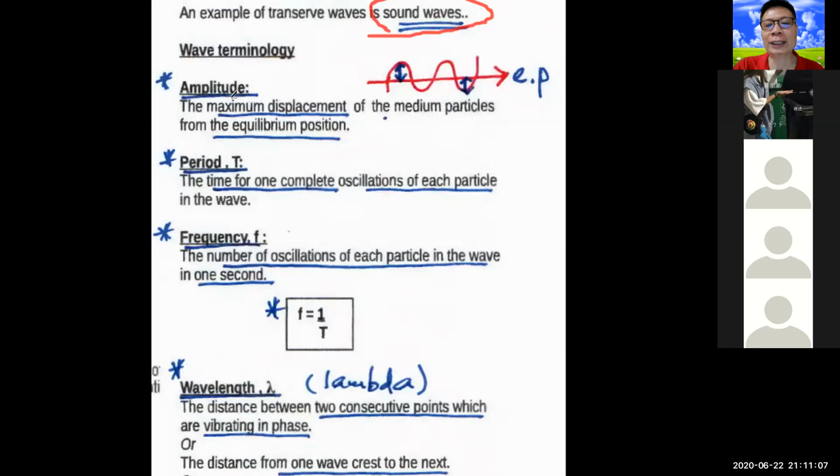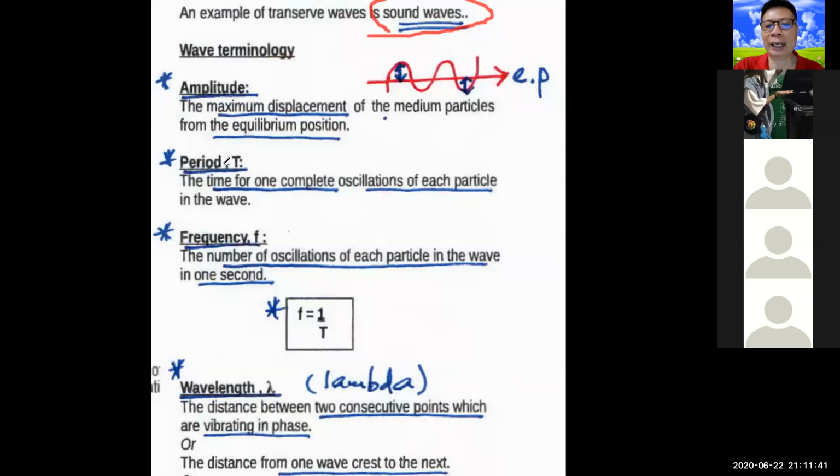The meaning of amplitude: the amplitude is the maximum displacement of the medium from the equilibrium position. You see, when you have a wave like this, you draw a center line. This is called the equilibrium position. Equilibrium position means the center line. So the maximum displacement from this line, maximum positive or maximum negative, is called amplitude. Remember the terms.